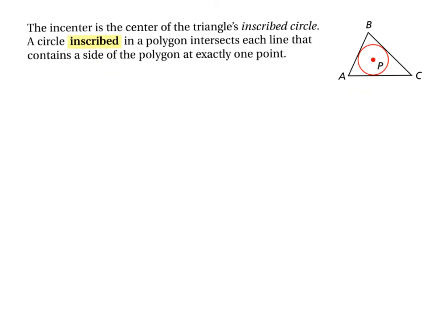Now before we had an inscribed polygon. Now we have the incenter is the center of the triangle's inscribed circle. So now we have a circle inside the triangle. A circle inscribed in a polygon intersects each line that contains a side of the polygon at exactly one point. So think of it this way. The incenter is when you have a circle inscribed in a polygon. And a circumcenter is when we have a polygon circumscribed with a circle around it.